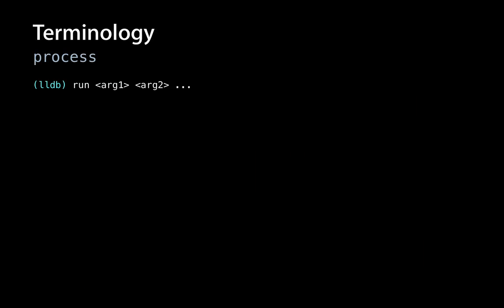If we get back to terminology, let's talk about a process. When you type the run command followed by some arguments, it's actually equivalent to typing process launch and specifying some arguments. Now, you might notice the dash dash that appears here. The dash dash terminates the options to the process launch command itself, because some of the arguments that you might want to pass on to your program might look like options themselves and might get confused with options and cause the process launch to get some arguments it wasn't expecting.